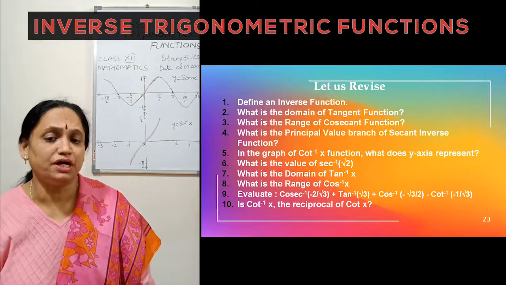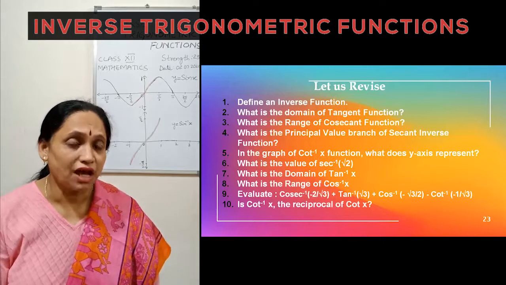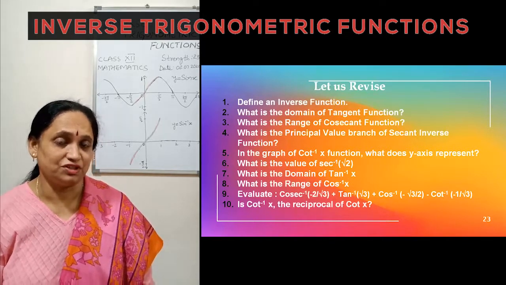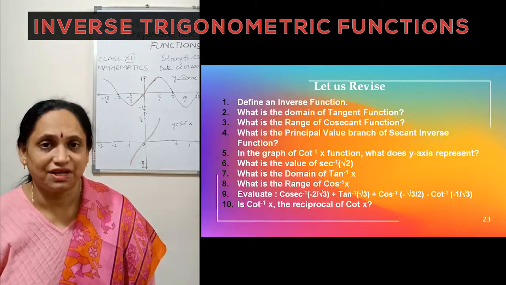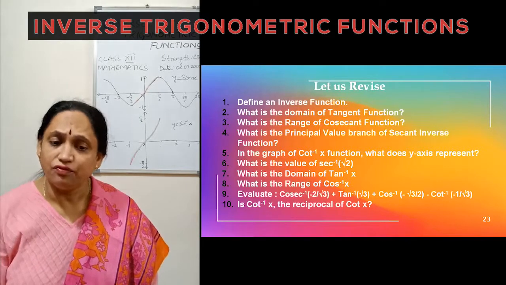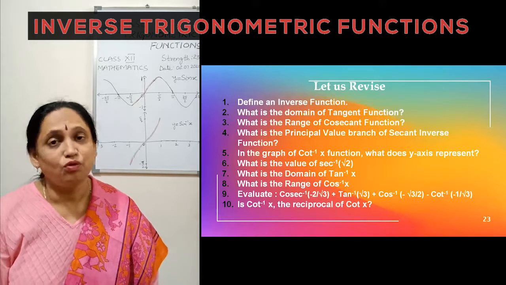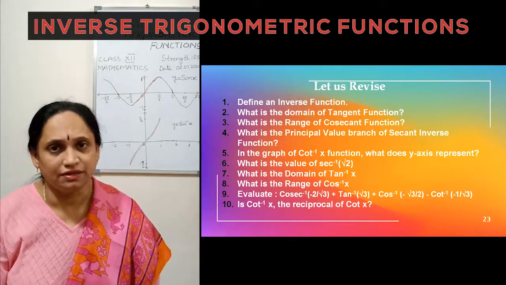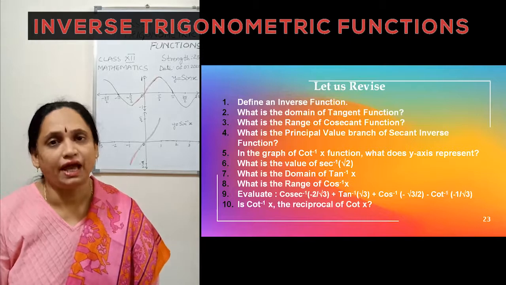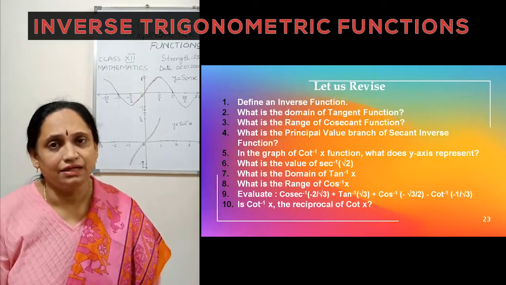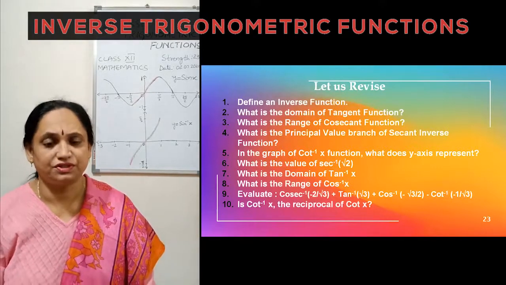What is the principal value branch of secant inverse function? I'm sure you know that now, the principal value branch of secant inverse function will be the closed interval 0 to pi except the 90-degree value. In the graph of cot inverse function, what does the y-axis represent? I'm sure now you know that be it cot inverse or any other inverse trigonometric function, the y-axis is going to represent the angle, and the x-axis is going to represent the values of trigonometric functions.